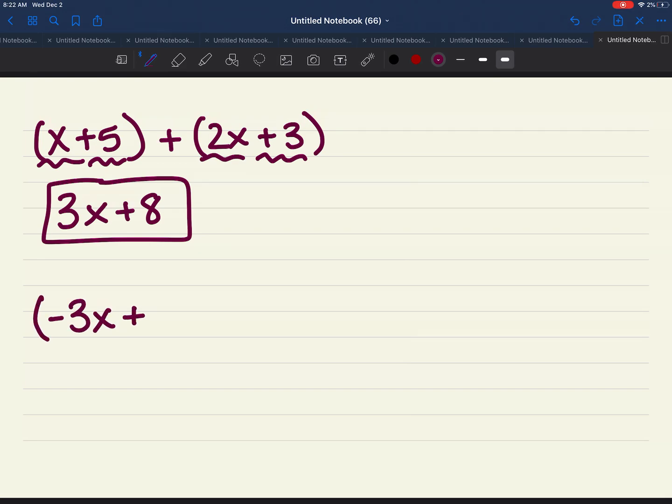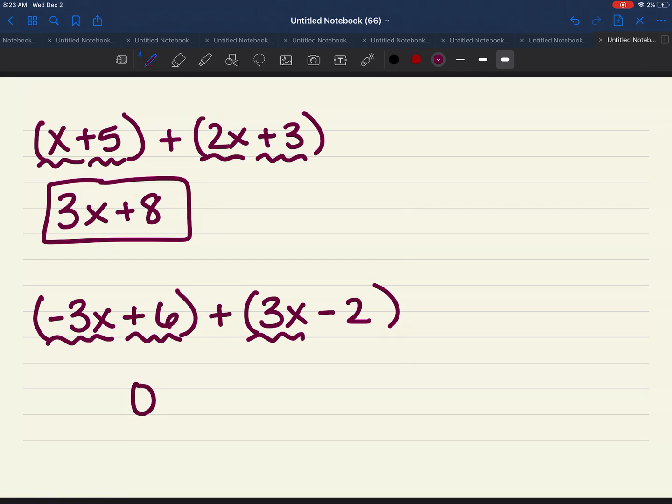All right, what about negative 3x plus 6 plus 3x minus 2? Gage? The negative 3x plus the positive 3x. What would that give you? We talked about this yesterday. 0. When they look exactly the same but have opposite signs, it's going to give you 0, okay? What about 6 plus negative 2? 4. Okay, what's 0 plus 4? 4.